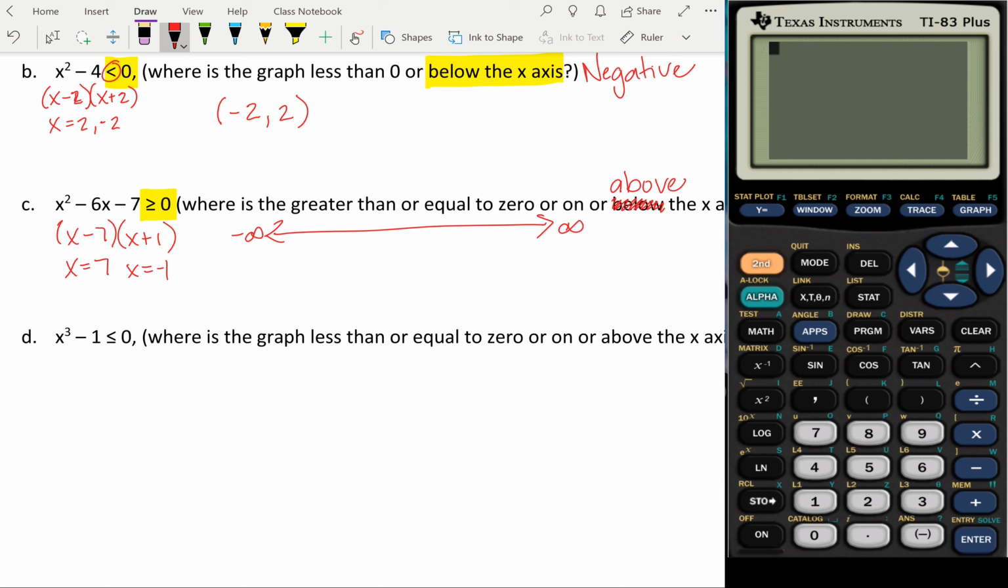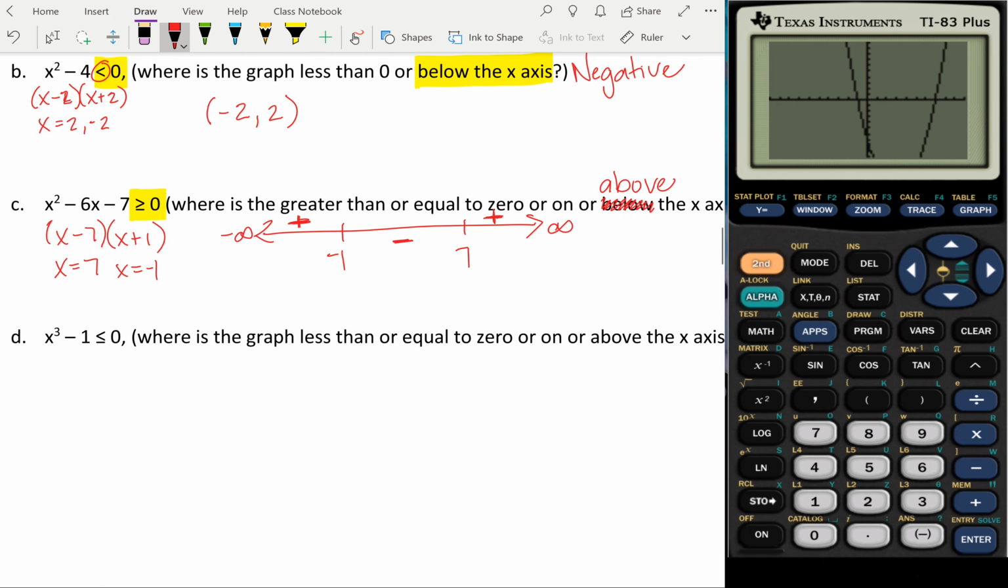All right, I have my x-axis. I'm going to draw my point at -1. I'm going to do another one over here at 7. And I'm going to look at my graph and go, okay, well, from -infinity to -1, it's positive. Between -1 and 7, it's actually below the x-axis, so it's negative. And from 7 to infinity, it's above the x-axis, so it's positive.